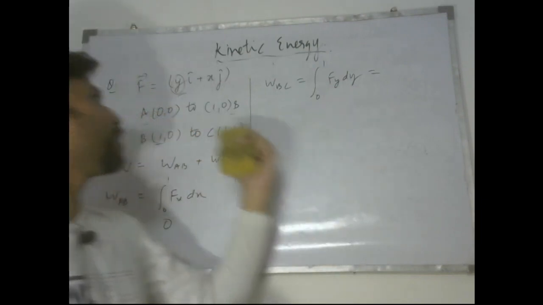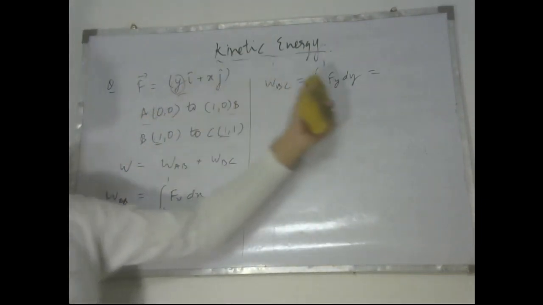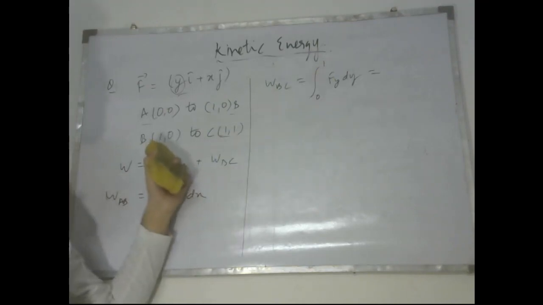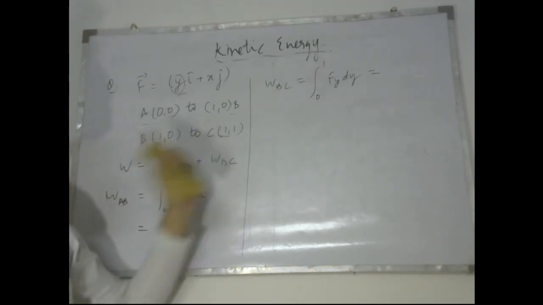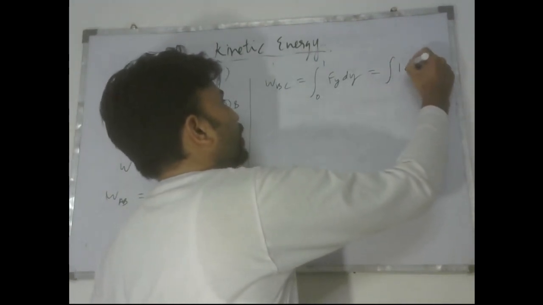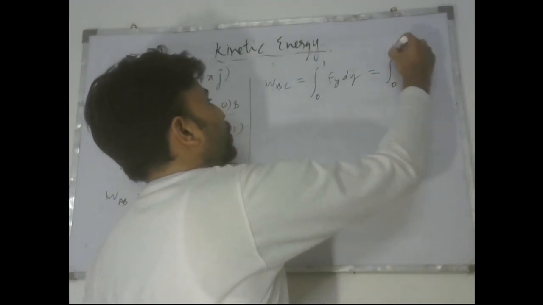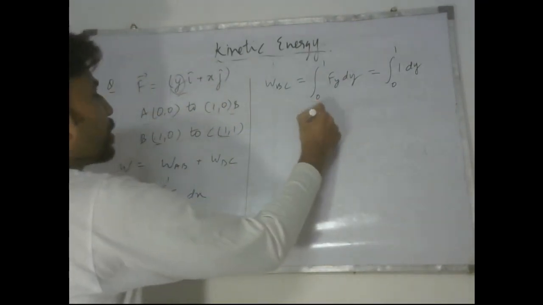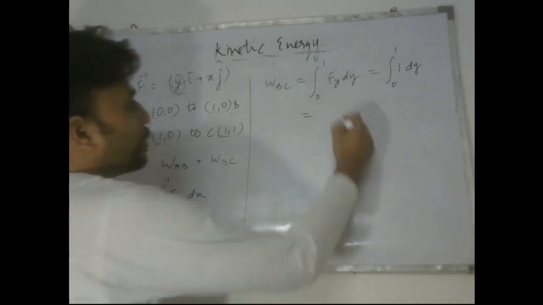The value of fy is x. So we can substitute the value of x in place of fy. And what is the value of x? Value of x is 1. So that is integral y dy from 0 to 1. So this would come out to be simply 1 joules.